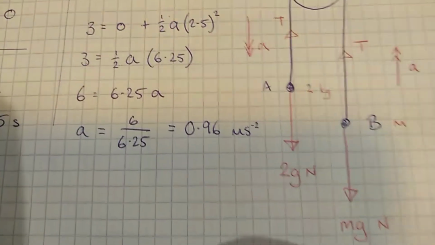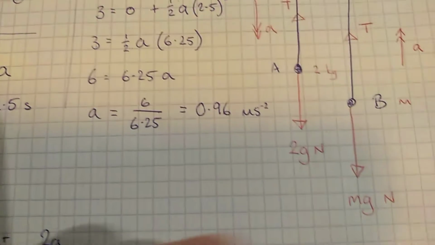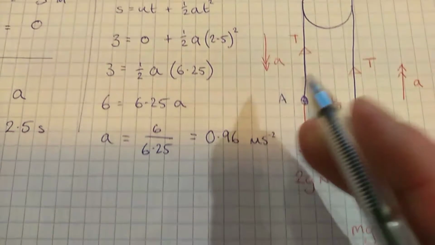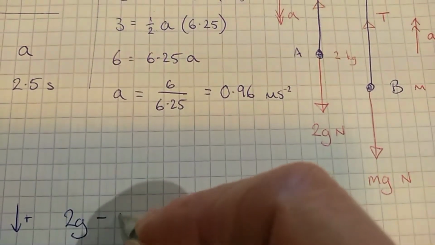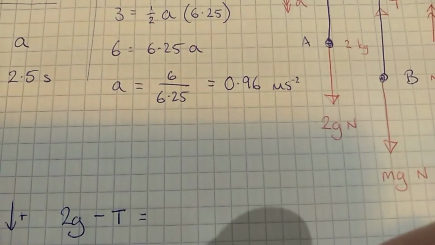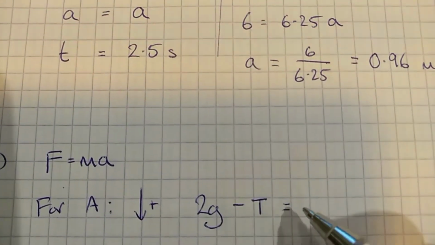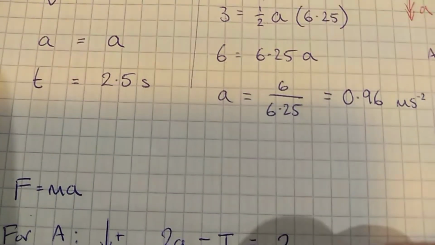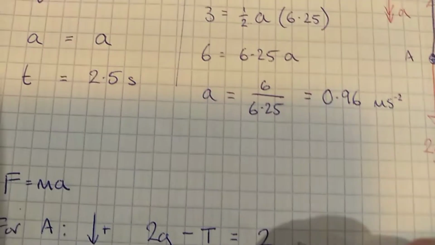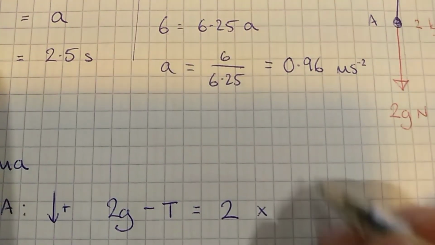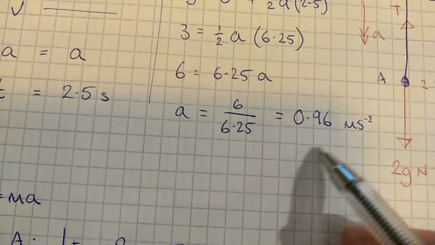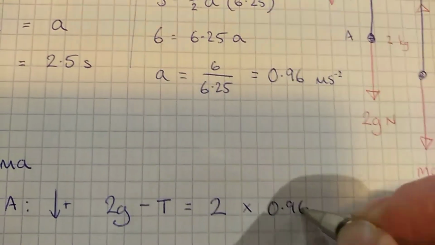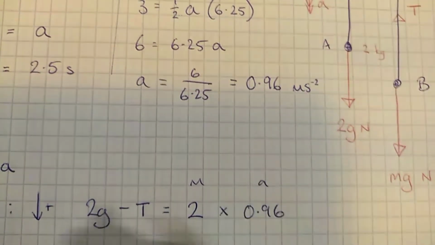For particle A, I can simplify that a little bit. 2g minus T is, let's double that, let me have a think, 1.92 I think. And then T, I can rearrange for T, would be 2g minus 1.92. We can put that in the calculator because g is just 9.8, isn't it? Let's put this underneath. 9.8, so that is 19.6 minus 1.92.